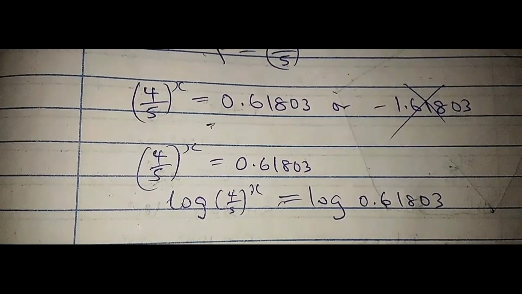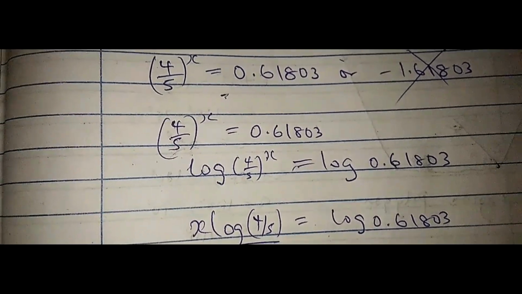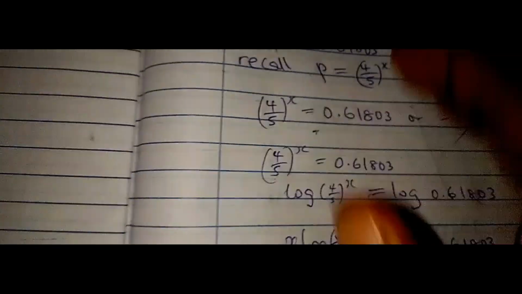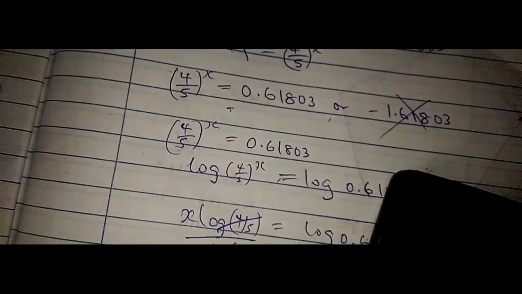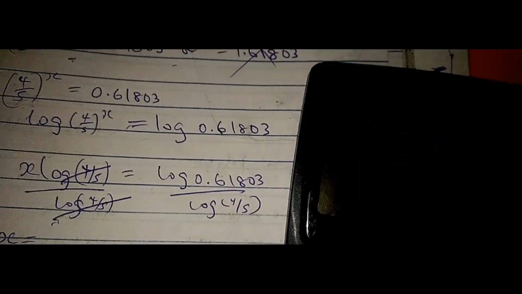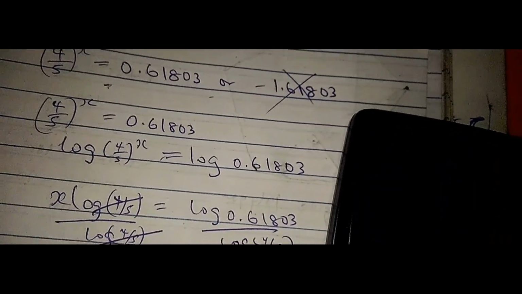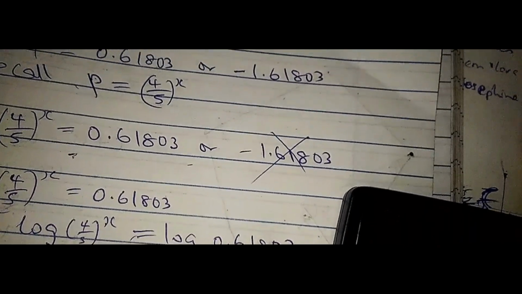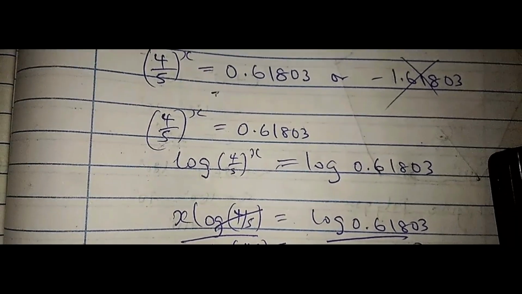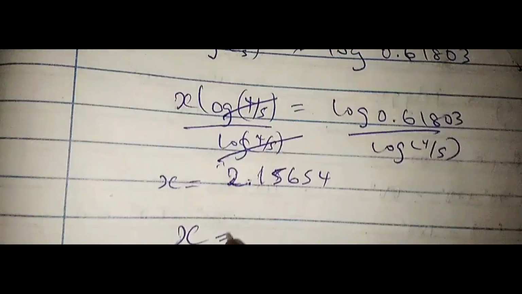This is a power, so we bring it to this side, and it becomes x log 4 over 5 is equal to log 0.61803. So we divide both sides by log of 4 over 5, and this cancels this. So our x is equal to, on the calculator, logarithm of 0.61803 divided by logarithm of 4 over 5, which is the same thing as 0.8. So this gives us x is equal to 2.15654.